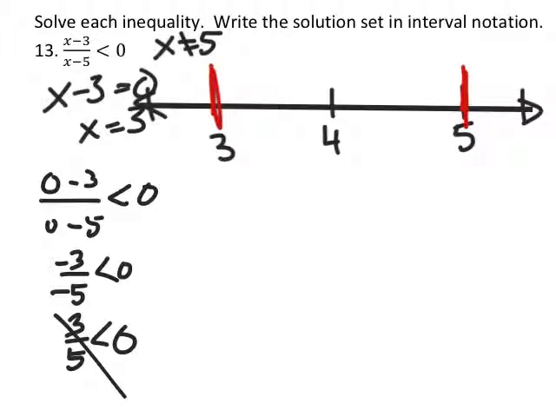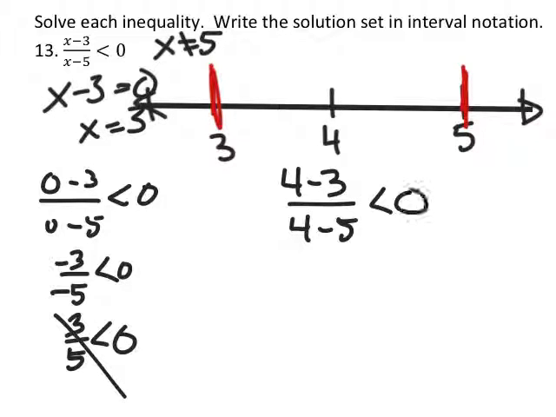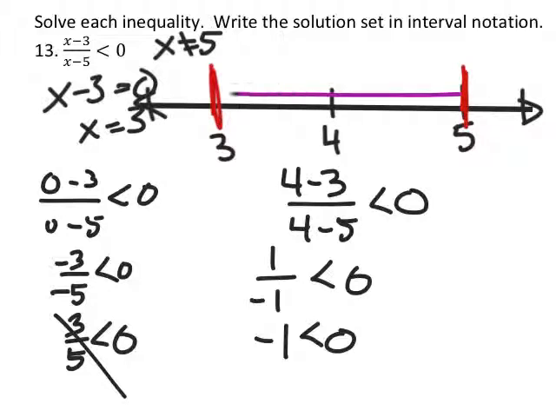Let's go ahead and try 4. So 4, let's do 4 minus 3. This is just the original equation. And then 4 minus 5. Is this less than 0? Well, 4 minus 3 is 1. 4 minus 5 is negative 1. Well, the one negative will make this actually less than 0. So we know right away that this area will work.